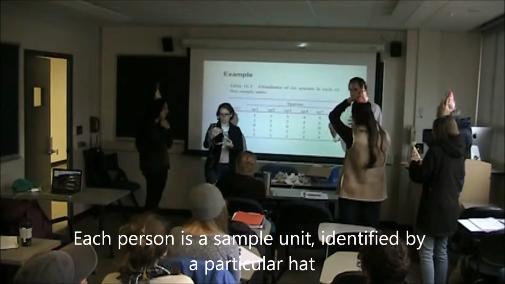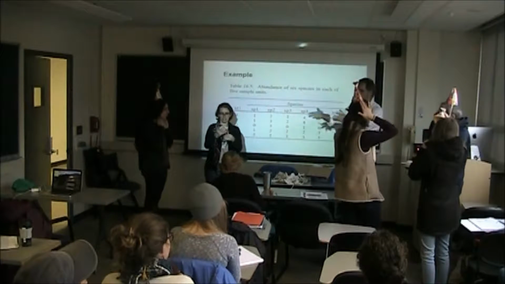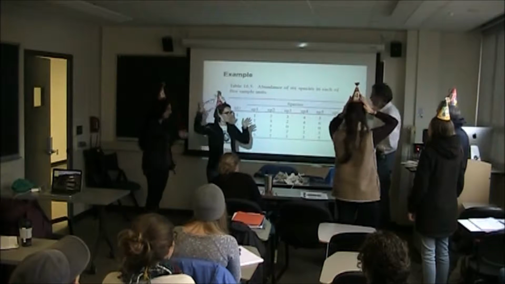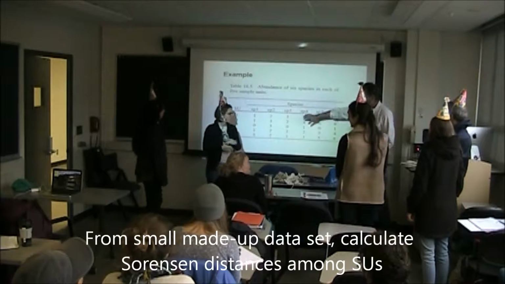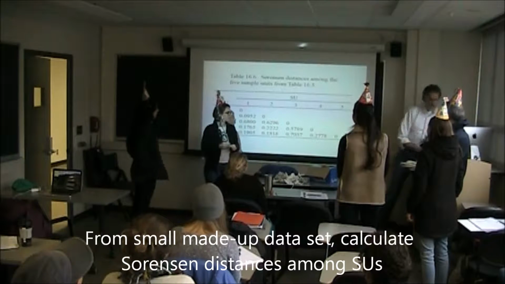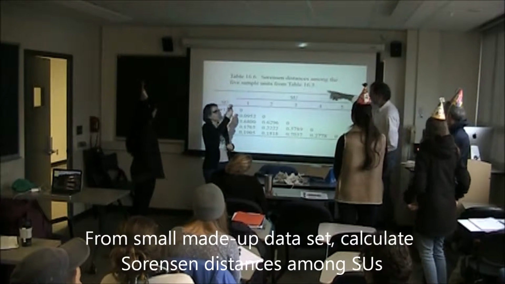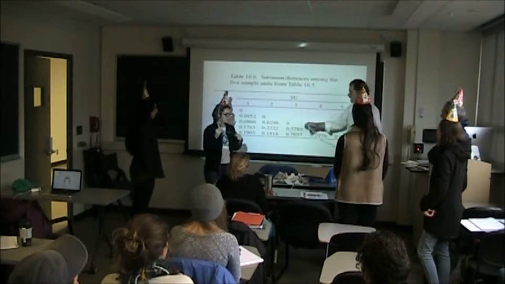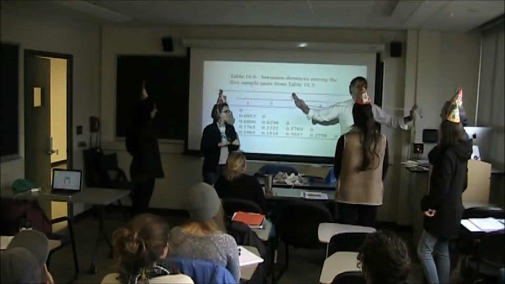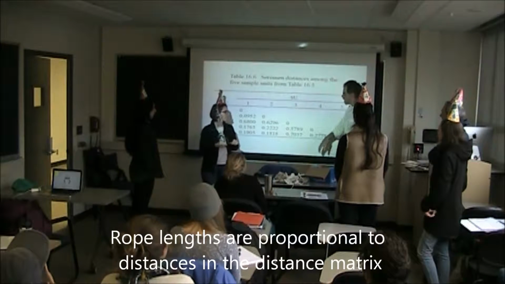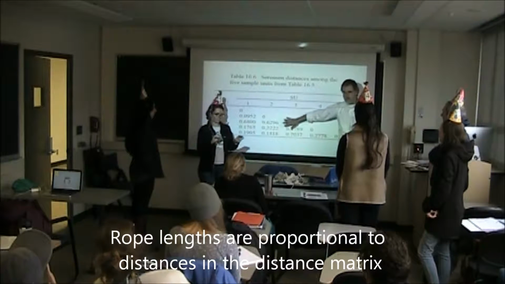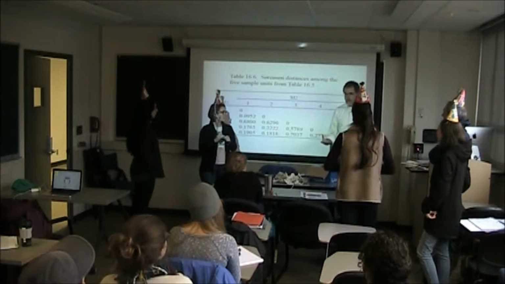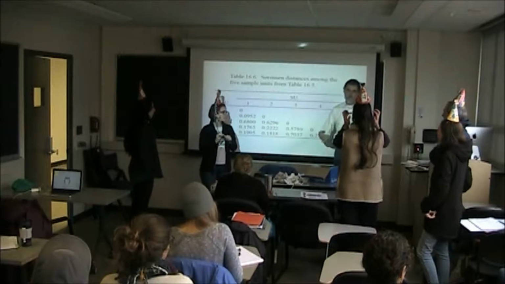I've got this data actually put into the computer. We'll do it in lab or in a lecture here. What I did was take this little made-up data set where we've got sample units and species, and then calculate a Sorensen distance matrix from that. And I've made ropes that are the same length as these distances, proportional to that. So what we're going to do is, you guys know that in nonmetric scaling we start with the distance matrix, and then we create the ordination from that using an iterative process of gradual improvement.